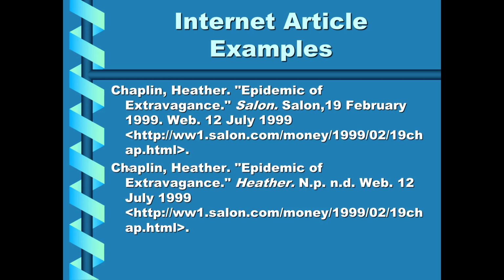This shows what you do when no site publisher or date that it was posted online are given. Notice that everything is pretty much the same, but if you don't know the site publisher, you use the NP abbreviation to stand for no publisher listed, NP, and then ND, as in dog, or date in this case, if no date that it was originally posted on the internet is provided.